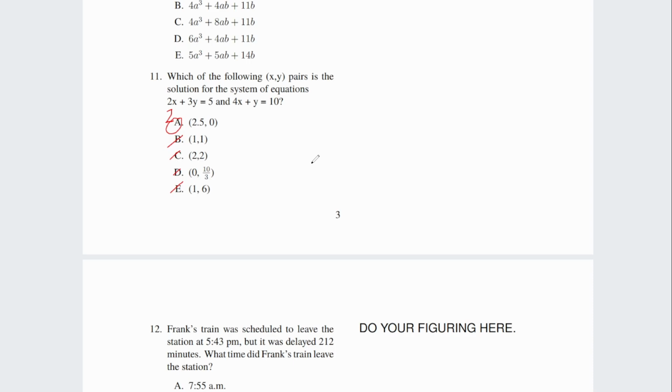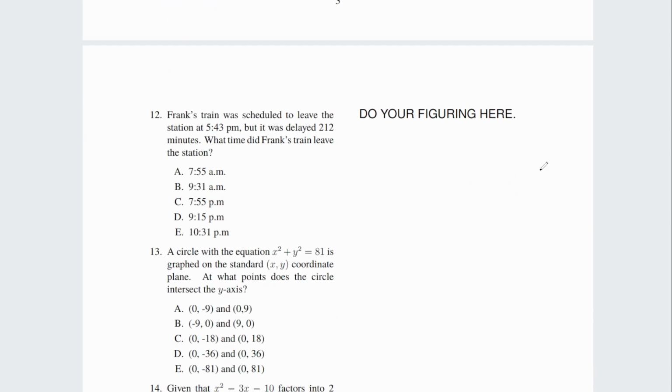And doing this quickly in your head, if you're good at mental arithmetic, I find is a much faster and easier way to solve this kind of problem when it's multiple choice, as it is on the ACT.